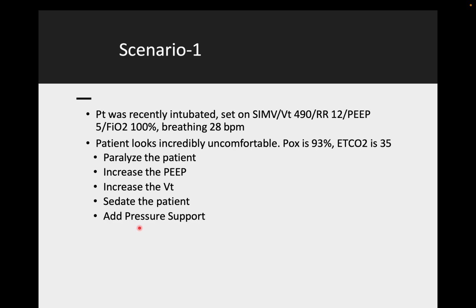What is the next step? Do you paralyze the patient, increase the PEEP, increase the tidal volume, sedate the patient, or add pressure support? The patient is on SIMV, tidal volume is 490, already almost at the upper limit of normal. Respiratory rate is 12, PEEP is 5, FiO2 is 100. Breathing is 28 breaths per minute. He is already breathing more than the set rate of 12, with spontaneous breaths of 28 per minute. So what is the next step?